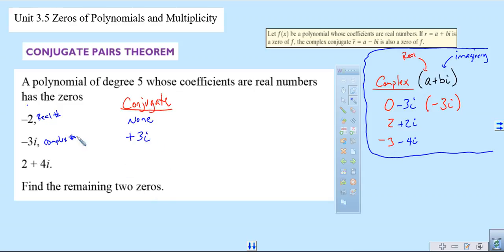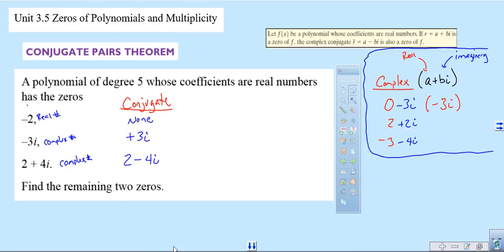And since it's a complex number, it does have a conjugate, and the conjugate is just as easy as that. If this is negative, then the conjugate is positive. All right, 2 plus 4i. In that case, it is a complex number, so that means it has a conjugate. The real number portion stays the same, then it goes from a plus to a minus, or negative 4i. And those are our conjugates.